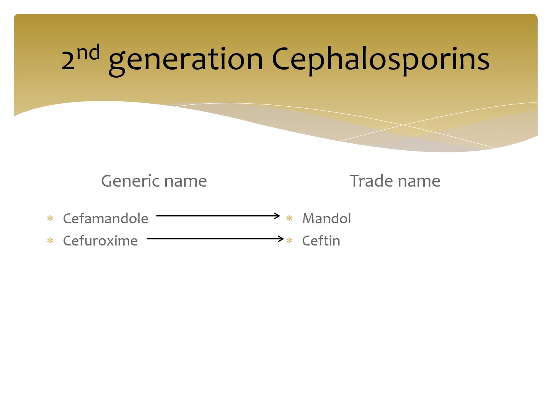Our second generation cephalosporins are okay for gram-positive infections, but they're not as good for Staphylococcus infections, but they're also good for Moraxella infections. Some of the second generation cephalosporins would be cefmanidol and cefuroxime.